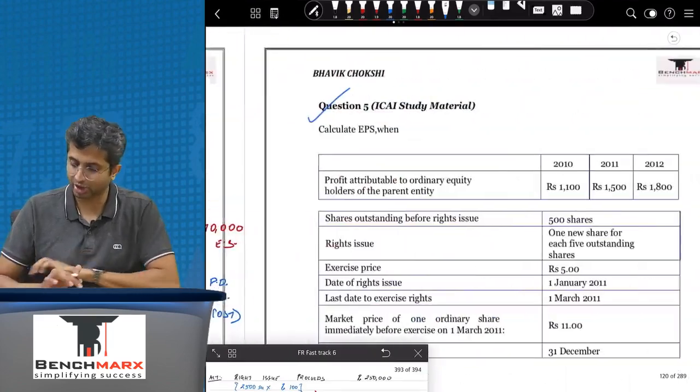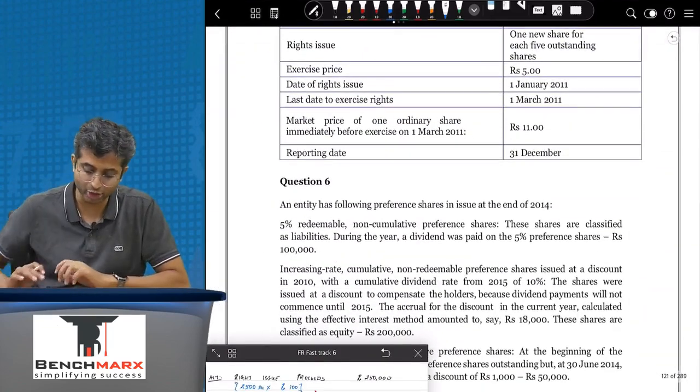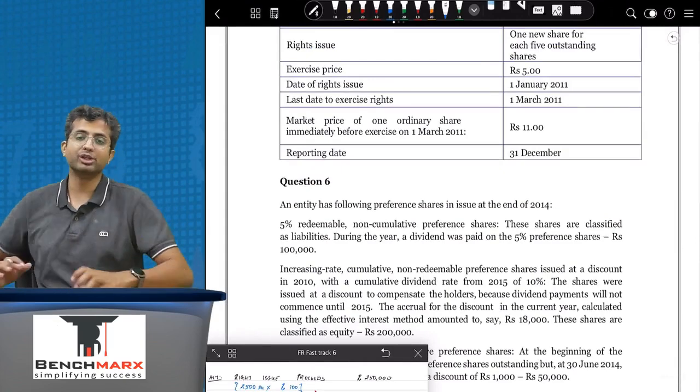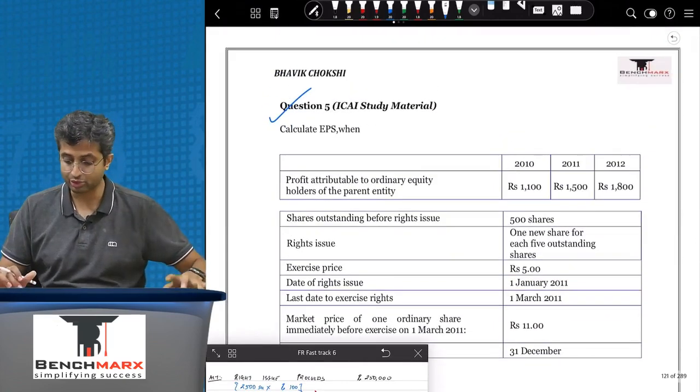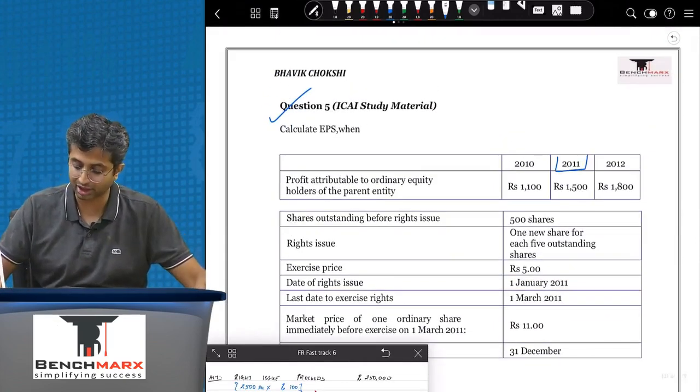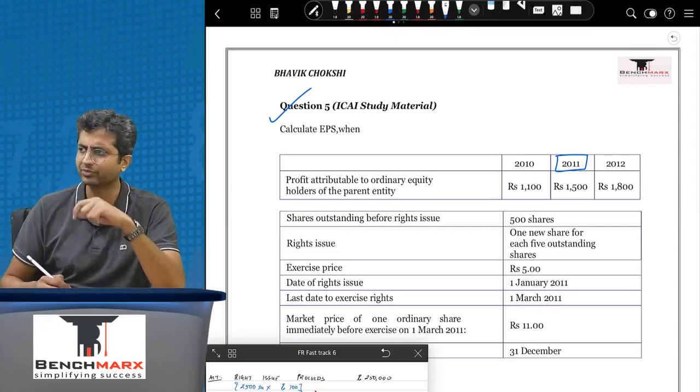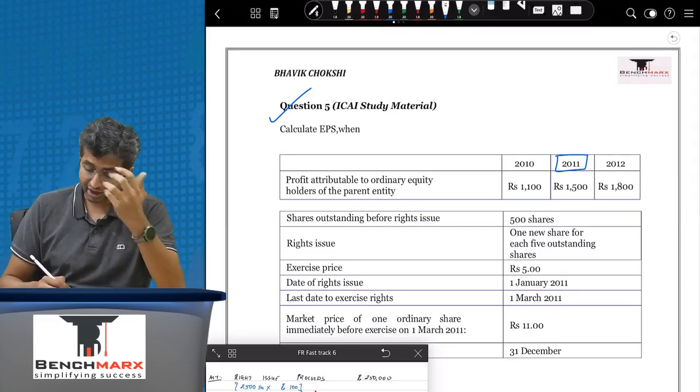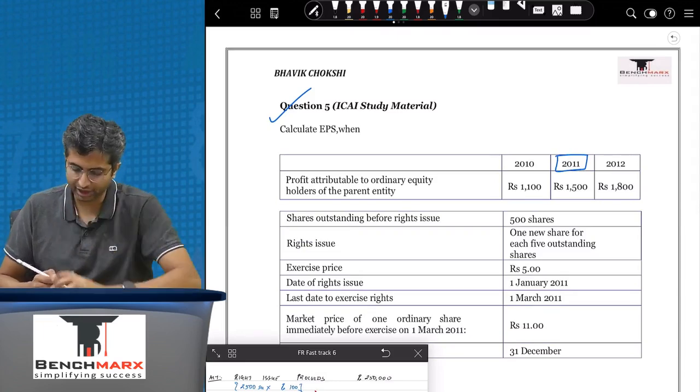So you can pause the video at this point and you can try doing question 5 on your own. Hopefully you should be in a position to get this. The most tricky part of this would be the year when the rights issue happens, that is 2011. I hope you have tried. Pause the video and try. If not, we can do this together.